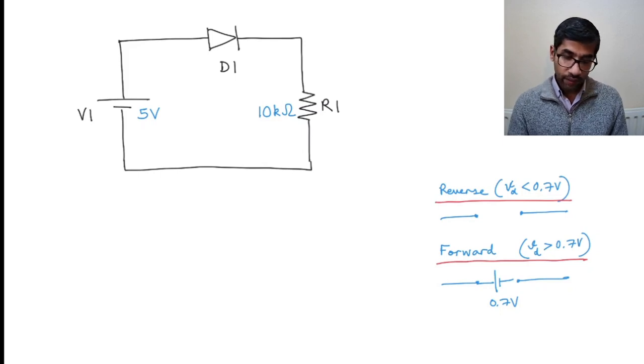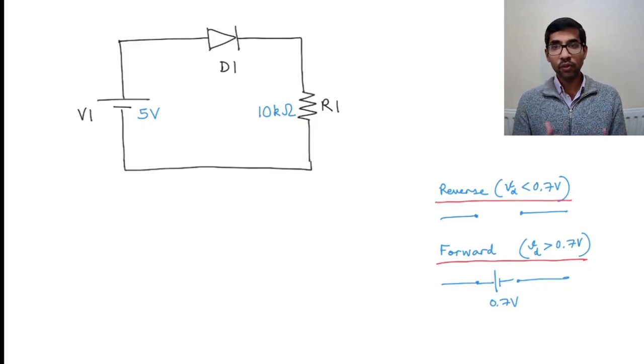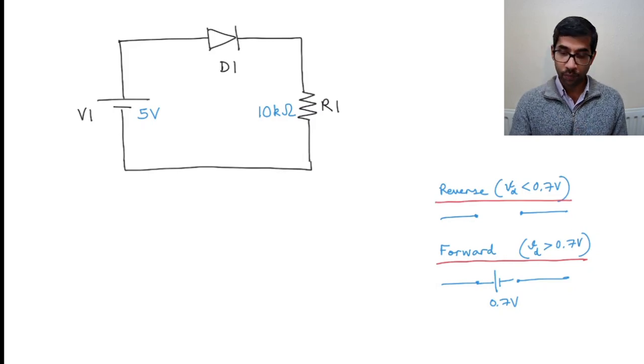Now, if you look at this circuit, and if you say that the diode is reverse biased, it's a fairly trivial problem, right? Because if the diode is reverse biased, there is no current flowing through this. Therefore, the current is zero and the voltage drop across this R1 is zero. So I'll leave you to look at the reverse bias, and let's just focus on the forward bias problem.